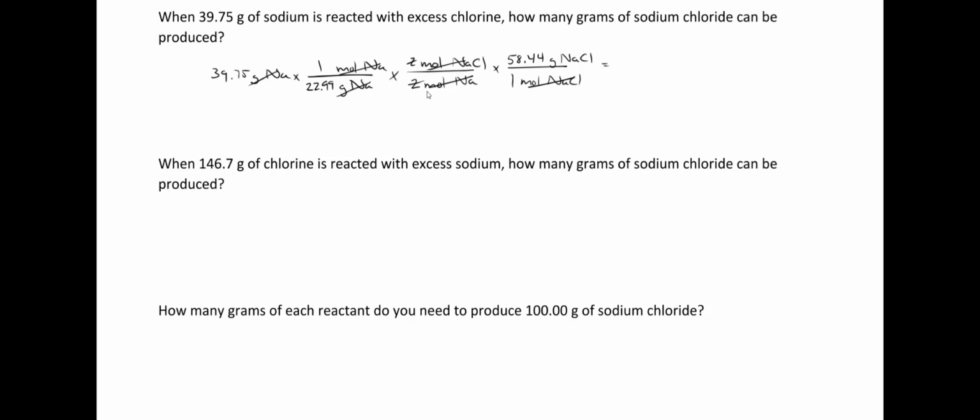So putting this into the calculator, we have 39.75 divided by 22.99 times 58.44. Gives me 101.0 grams of sodium chloride.